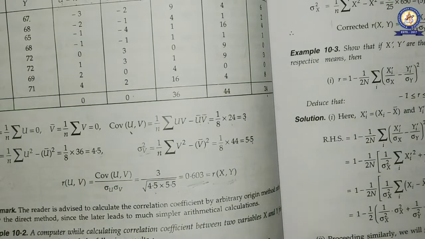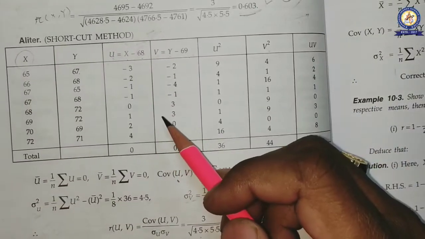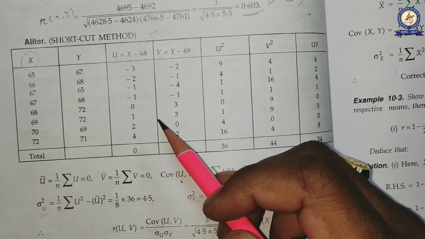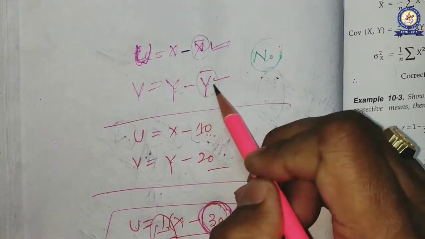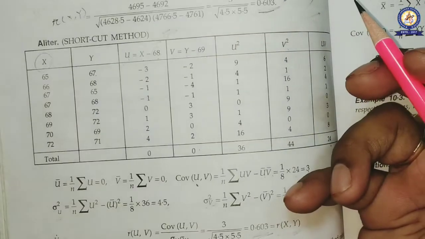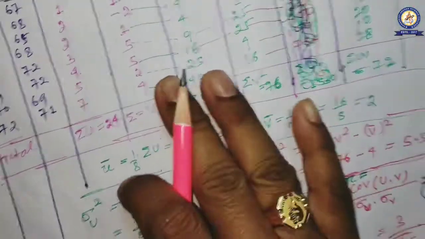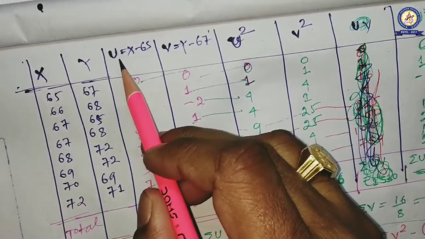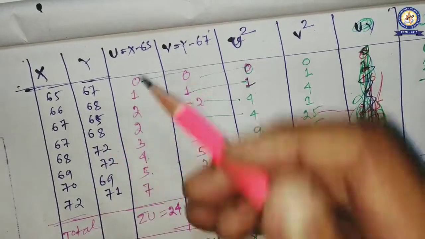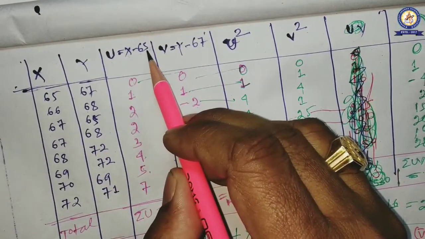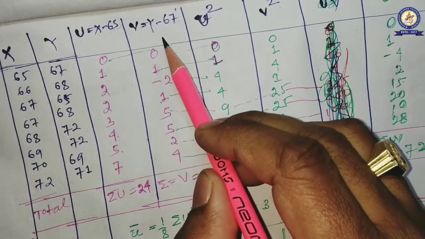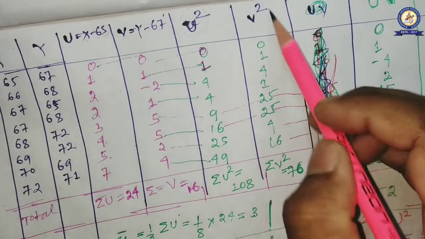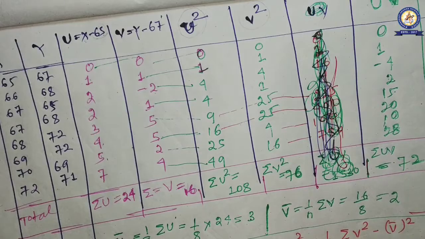So here, first of all, we are going to discuss the alternative method or shortcut method given in the book. Then I am going to show you that if I take another value of x minus something, y minus something, we also get the same value. Here, this one I did for you with another number. Here we consider u equal to x minus 65. You can take anything. I said you can take x minus anything. No problem. But after getting u and v, we have to calculate u square, v square, and uv. It will be somewhat easy for us, right?